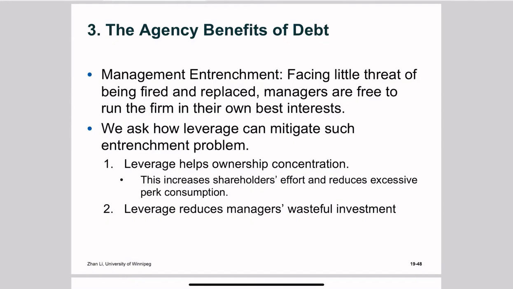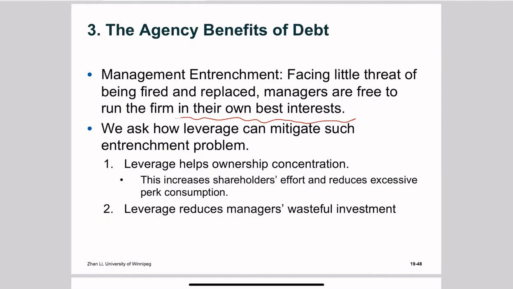Okay, so to discuss the agency benefits, we first start with this premise of management entrenchment. So what is management entrenchment? Well, the hypothesis basically says that CEOs are powerful people. They face little threat of being fired and replaced. So they are free to run the firm in their own best interest. So the keyword here is in their own best interest.